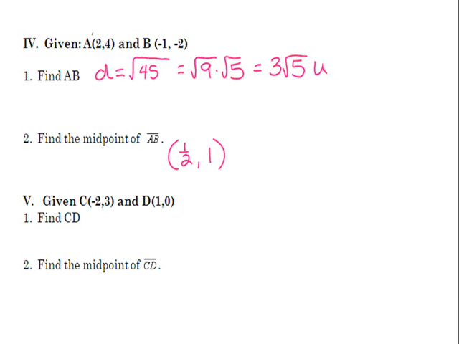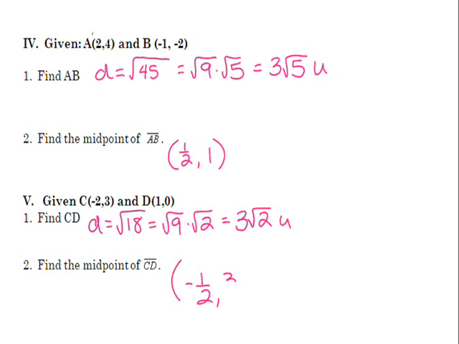All right, similarly, when you find the distance of CD, you should get the square root of 18, but that's the square root of 9 times the square root of 2, and the square root of 9 is 3, so you should have gotten 3 radical 2 units. And then the midpoint of CD is -1/2, 3/2. If you didn't get that, please make sure you ask about it in class tomorrow.